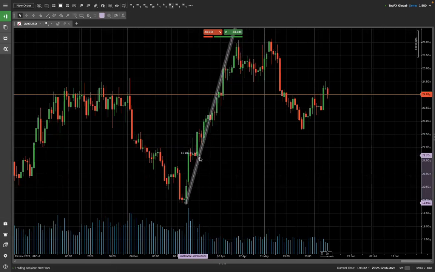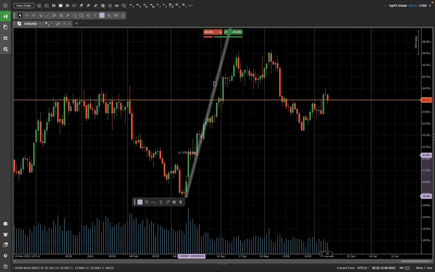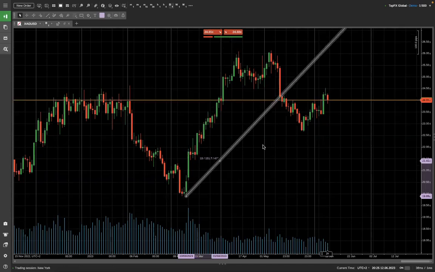So if we apply it to here or something like this, you can see the market moves so fast that this trend line is not being respected at all. But we can use different points on the chart.